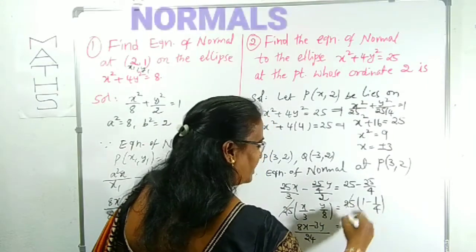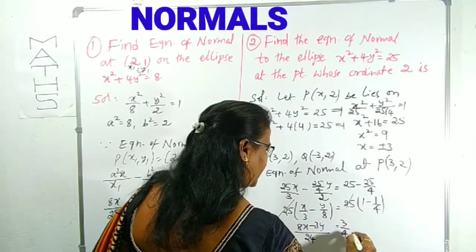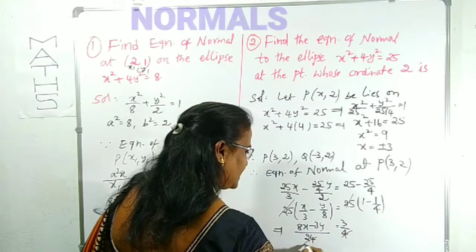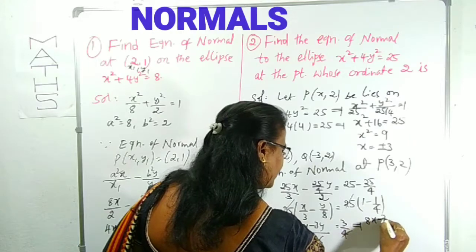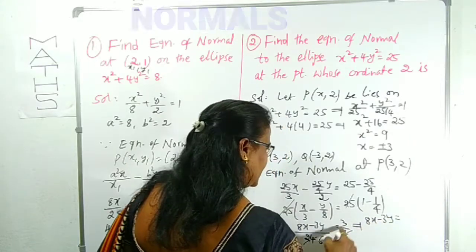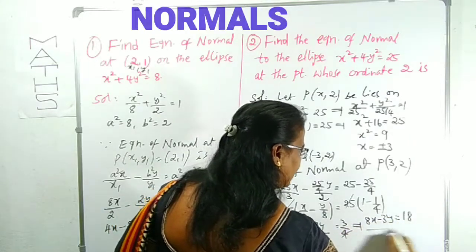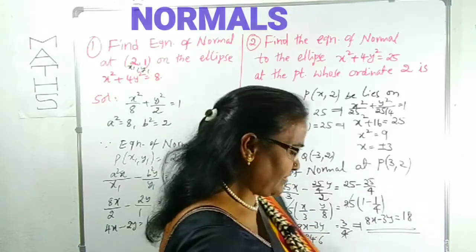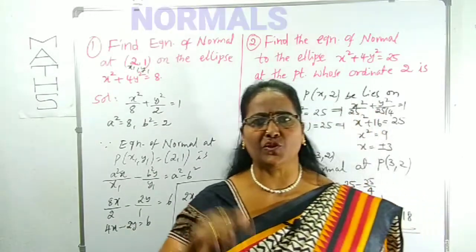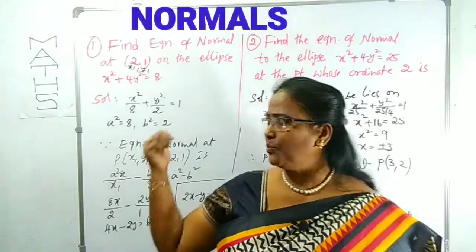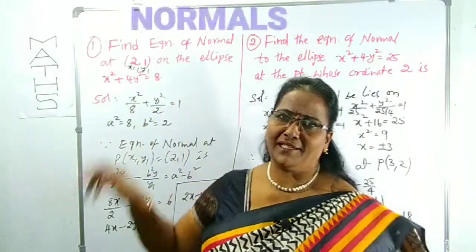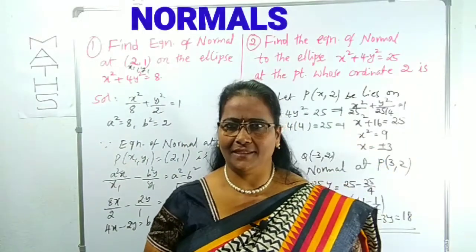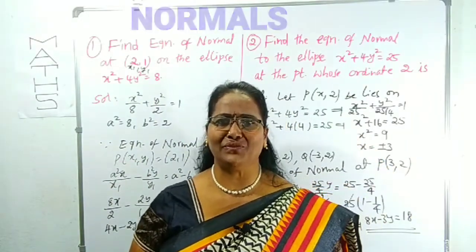The LCM is 4, 4 minus 1 is 3 by 4. So 4 sixes are 24, and again it will be 8x minus 3y equals 6 threes are 18. This is our required equation of the normal at the given point whose y coordinate is 2. Clear? Both depend on the same tip, but here the point is given directly, there indirectly. Is it clear? Now some more questions can come forward.